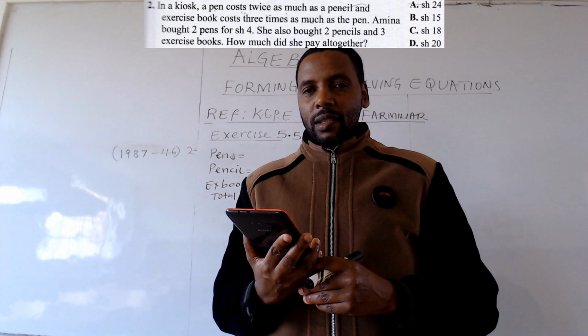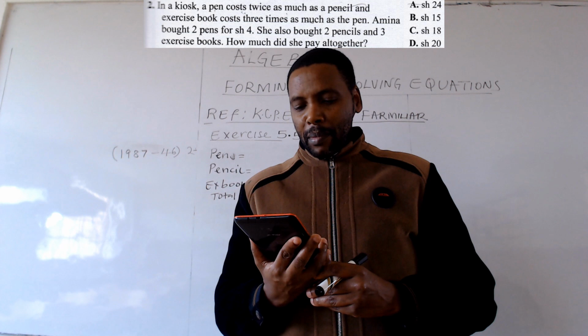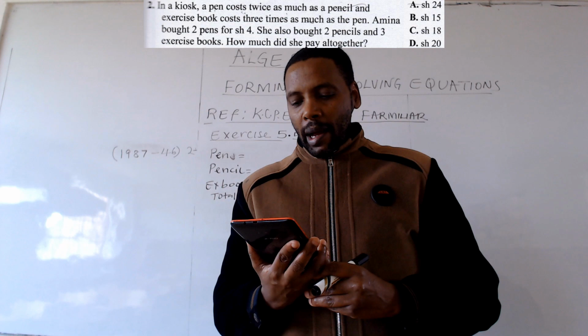In a kiosk, a pen costs twice as much as a pencil, an exercise book costs 3 times as much as the pen. Amina bought 2 pens for 4 shillings. She also bought 2 pencils and 3 exercise books. How much did she pay altogether?